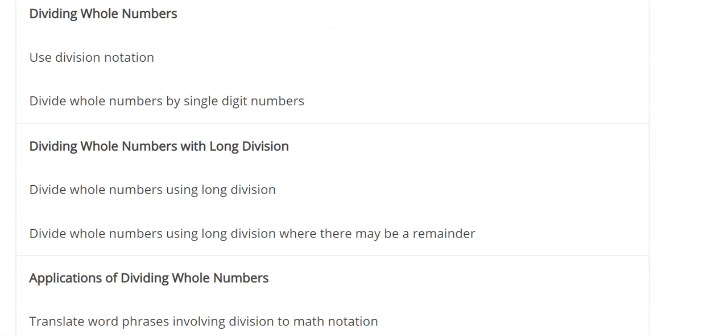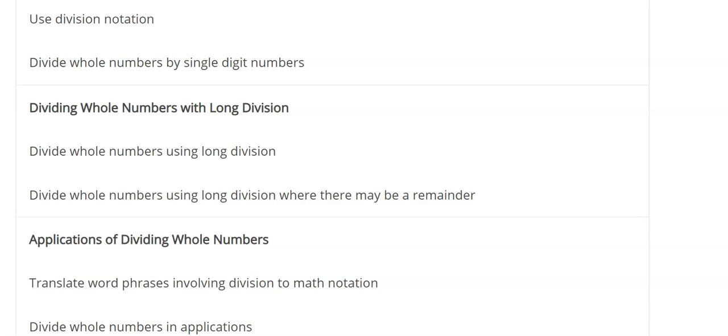Our focus here will be on these objectives: dividing whole numbers and an introduction to the notation, how to divide single digit numbers, and then when you have a long division, how to perform that, and when you have a remainder in a long division, what to do, and also to do with applications.